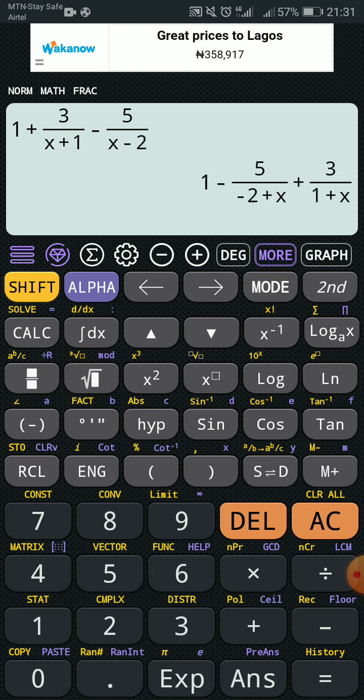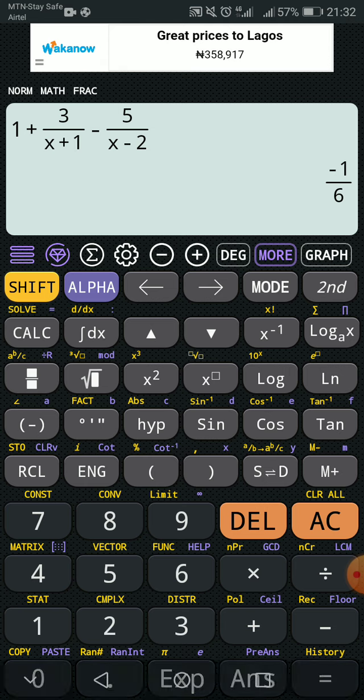Okay, so this is what I have. Now my calculator has already stored 5, so I will just press equal to. I don't need to go far. So equal to, you see, it's giving me 1 minus 1 over 6, and that's not the answer I need.